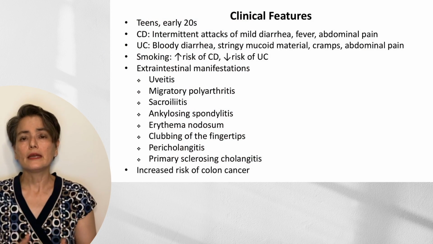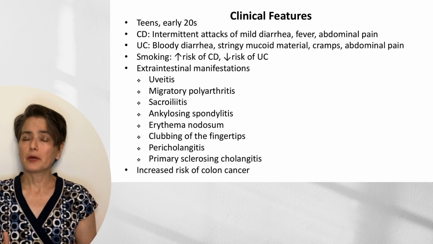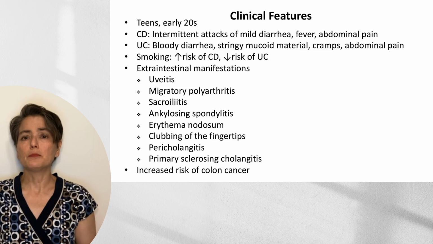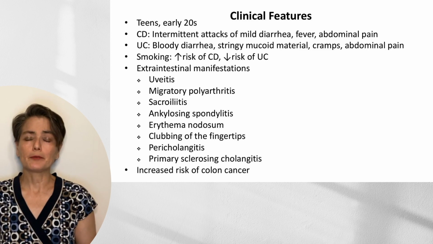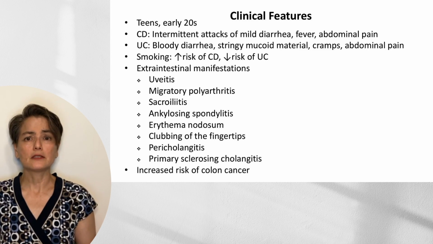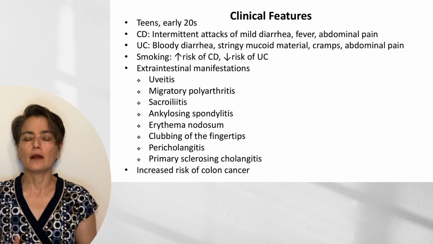So clinically, both of these diseases tend to arise in teens or individuals in their early 20s. Both of them are characterized by diarrhea, which in the setting of Crohn disease tends to be intermittent attacks of mild diarrhea associated with fever and abdominal pain. By contrast, the diarrhea that we see in ulcerative colitis is frequently bloody with associated stringy mucoid material, and abdominal cramps and pain are characteristic of this entity.